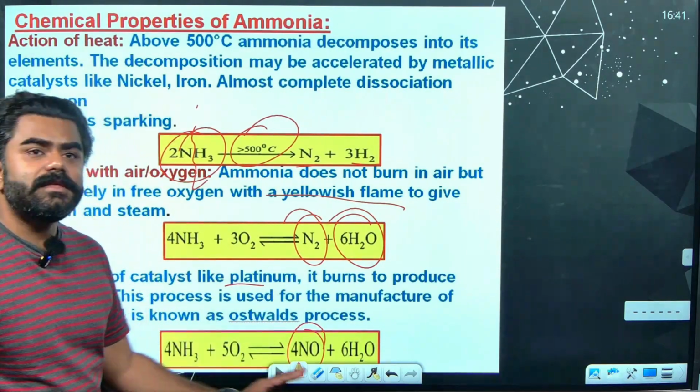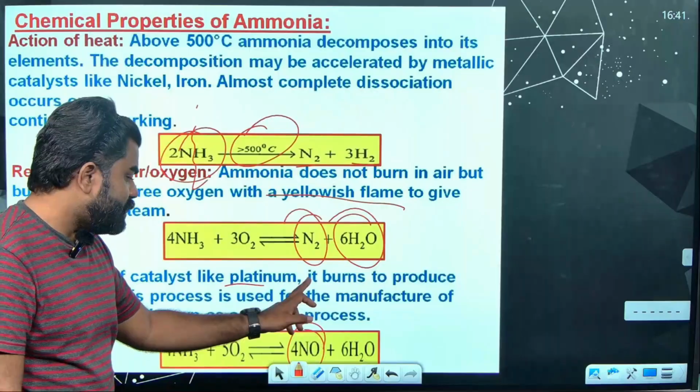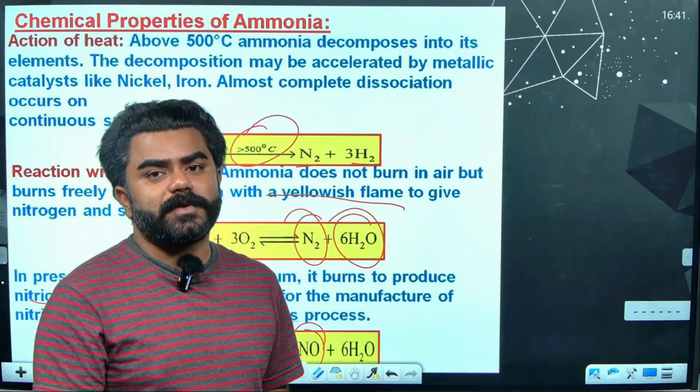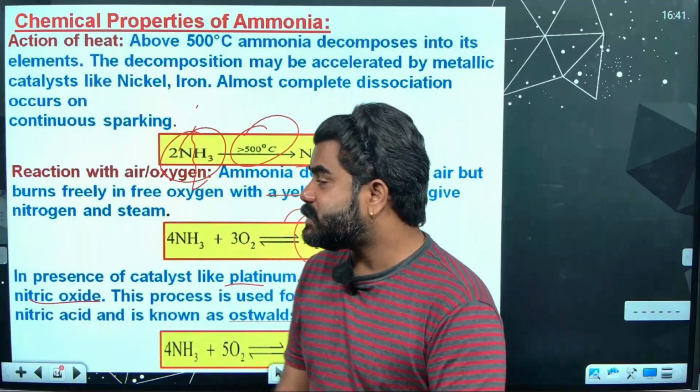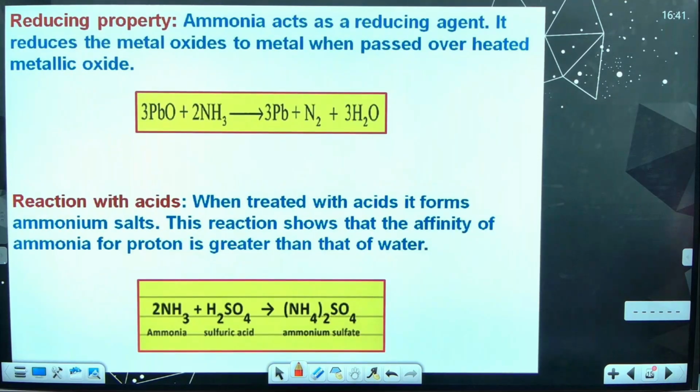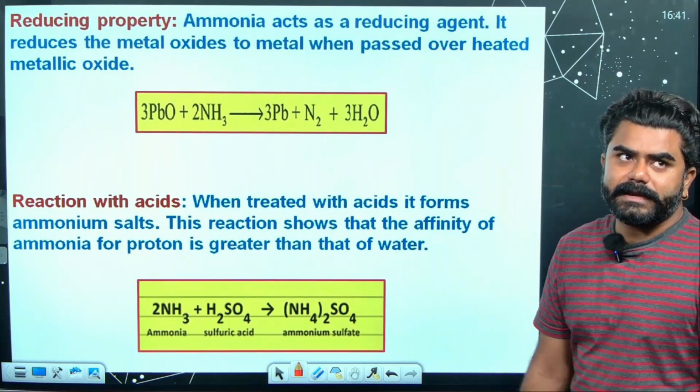Okay, so in the process nitric oxide is formed, and that nitric oxide is further used in nitric acid preparation. So this process is called Ostwald's process. That's the industrial method of preparation of nitric acid.